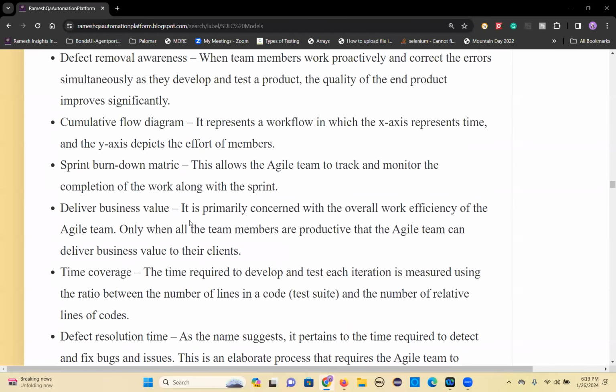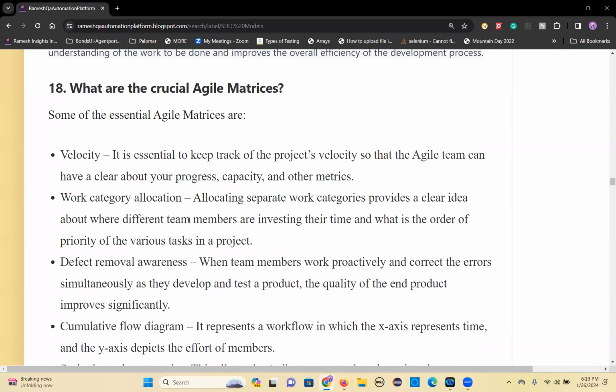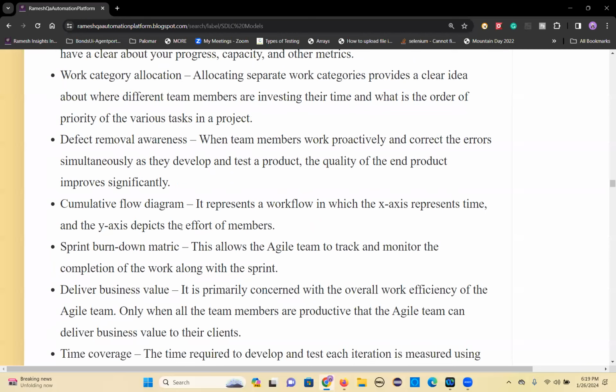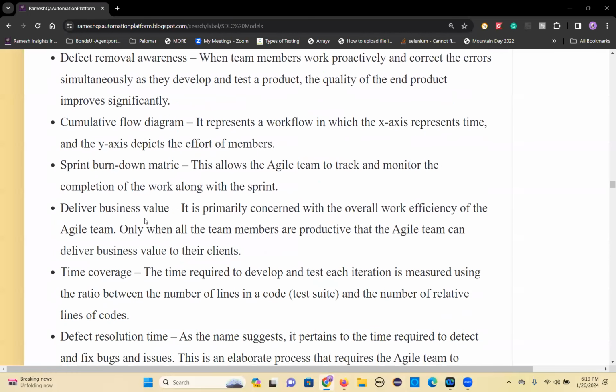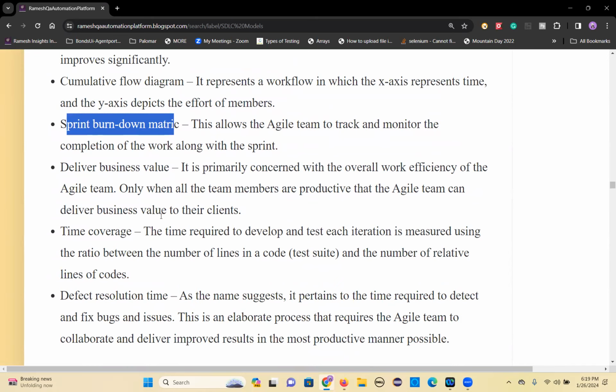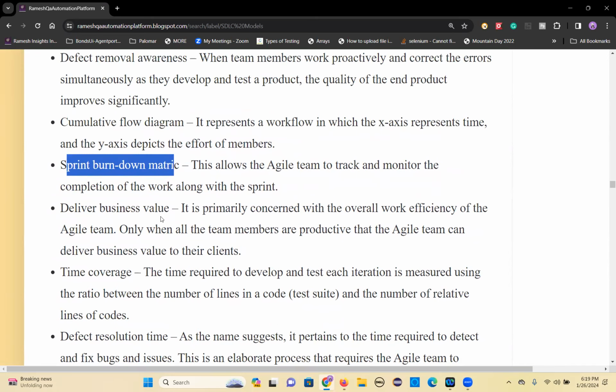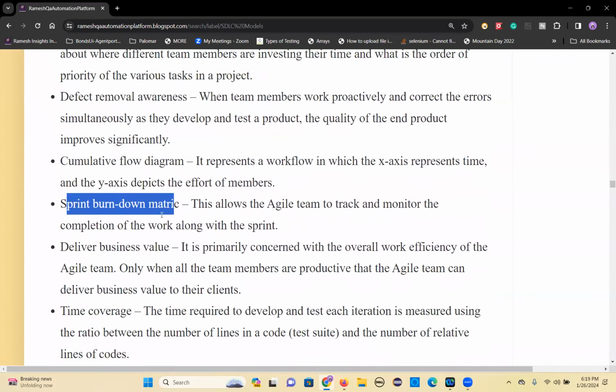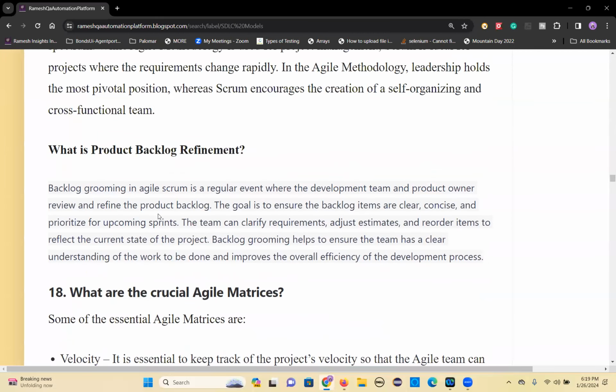Okay. I already told you Agile velocity is important. Okay, I want to talk about the sprint burn down metric. I think one more is there: burn up. One more place, we'll cover that.